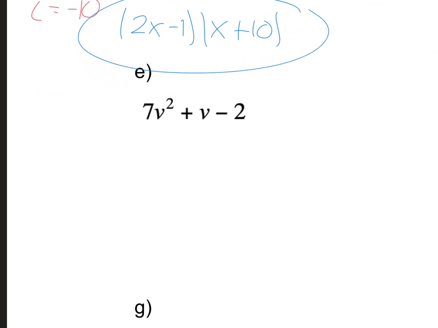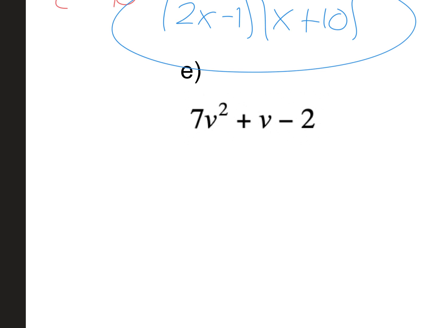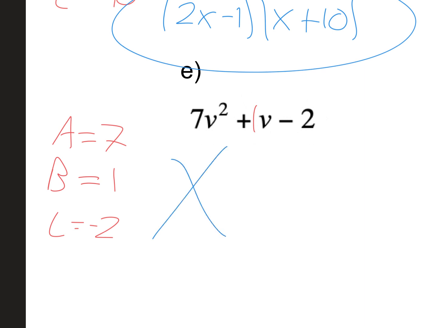All right, let's look at problem number E. So let me list out my values. I have A equals 7. I don't have a number in front of the v, so my B value is just 1, because we can assume that there is just a 1 there. And then for C, we have negative 2. So nice small numbers. This will be nice. If we do our product sum, our B value is 1, and then our product is A times C, so 7 times negative 2, which is negative 14. So we need two factors that multiply to get negative 14, and that add together to give us 1.